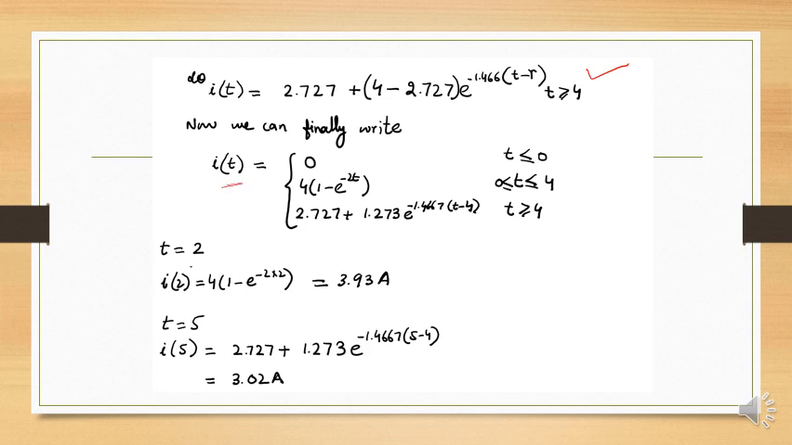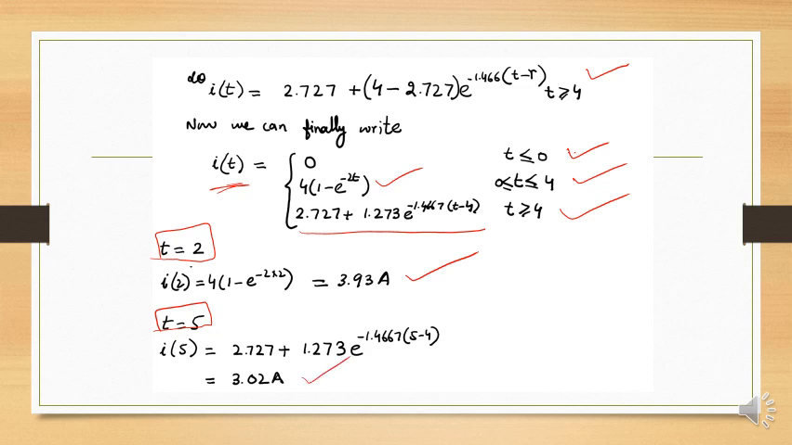Now total I of t which I got is 0 for t less than or equal to 0, 4 into 1 minus e raised to minus 2t for 0 to 4, and for greater than 4 up to infinity, I got this result. Now what was our task? Our task was to find out t is equal to 2 and t is equal to 5. At t is equal to 2, this formula was derived from range 0 to 4, so putting just the value of t over here gives this value. For t is equal to 5, it is greater than 4, so this formula would be used, and I got 3.02 amperes.